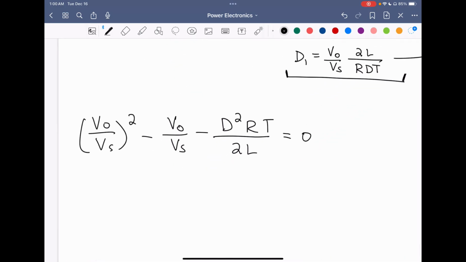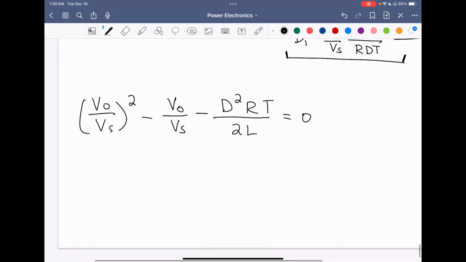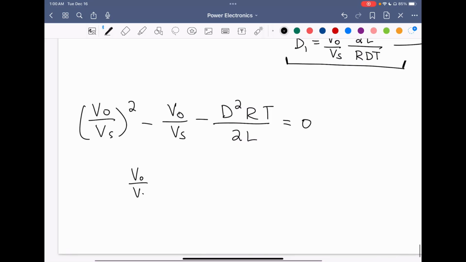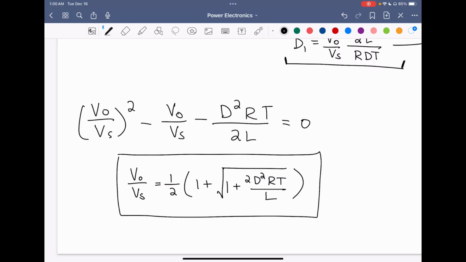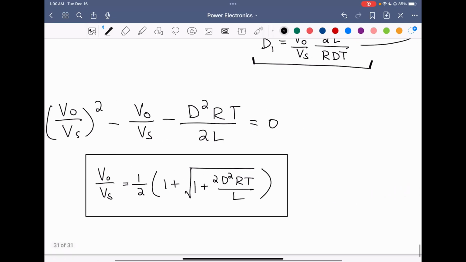Now, if we solve this quadratic equation for the voltage conversion ratio Vo over Vs, we'll find that Vo over Vs is equal to half times 1 plus square root of 1 plus 4D squared RT over L. So this is our voltage conversion ratio for the boost converter in DCM, in discontinuous current mode.